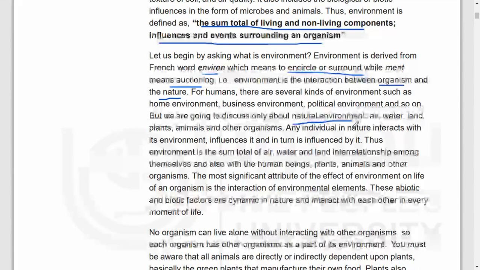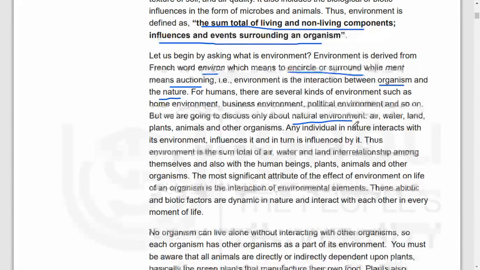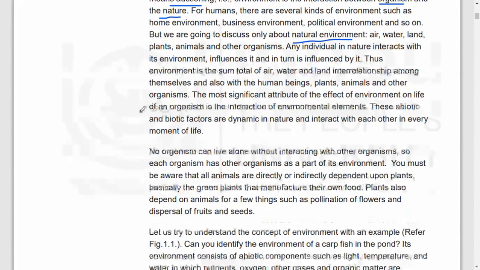air, water, land, plants, animals, and other organisms. Any individual in nature interacts with its environment, influences it, and in turn is influenced by it. Thus, environment is the sum total of air, water, and land, interrelationship among themselves and also with the human beings, plants, animals, and other organisms.